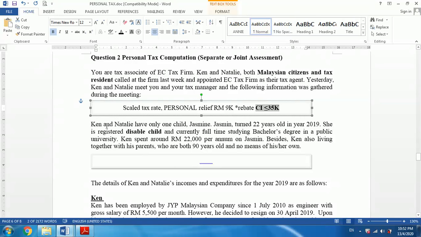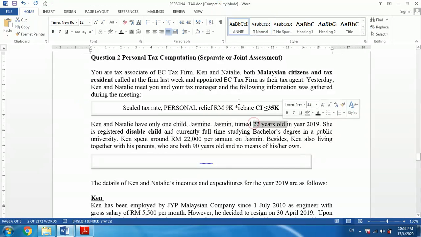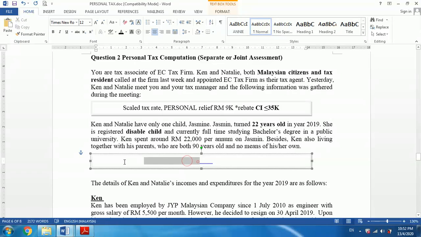So next, the next information. I'm going to begin with Ken first. Ken and Natalie have one child, Jasmine. Jasmine is 22 years old this year. She's a disabled child with a full-time degree in public youth. If you look at this first information, you'll notice there will be a child relief of 14K, disabled 6K, plus more than 18 years old and studying another 8,000 additional, so total 14,000.